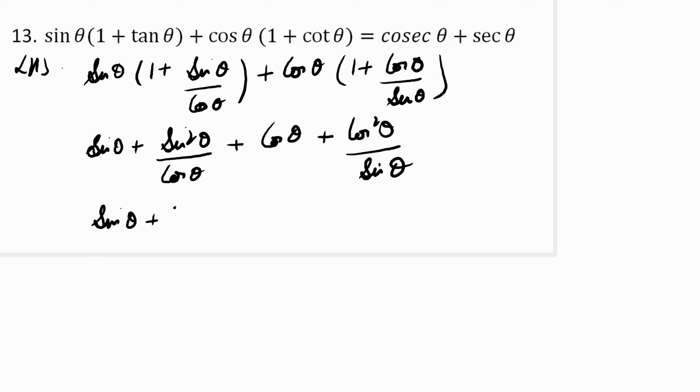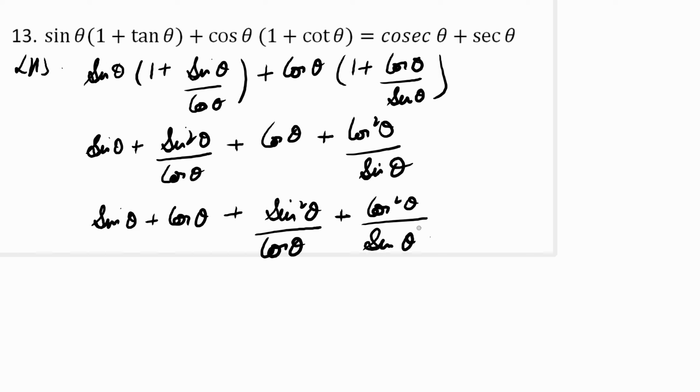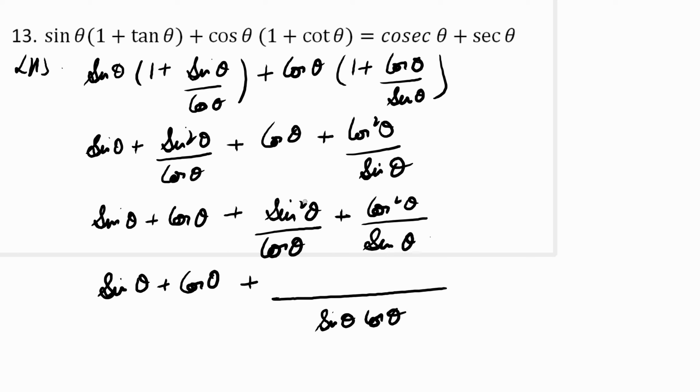Sin theta plus cos theta plus sin square theta upon cos theta plus cos square theta upon sin theta. Now for these two terms, we will take the LCM of the denominators and multiply, and then we will try and simplify these two terms first. We will get sin theta into cos theta in the denominator, and the numerator will become sin cube theta and cos cube theta.